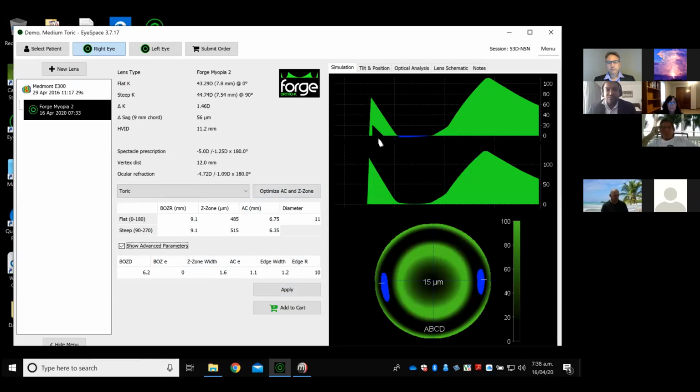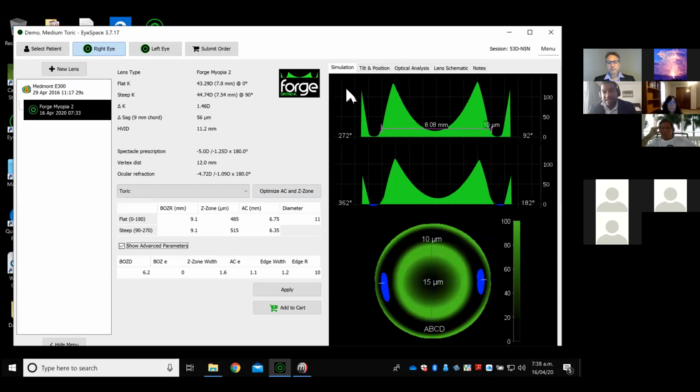Absolutely. And so what I've done here also, and this is what I do sometimes when I've got quite a difference in the edge lift between meridians, is I'll draw out a box and then I can get more in-depth information. Anytime I click on the simulation, it's going to produce a cross section in the top box wherever my cross is, my blue cross is here.